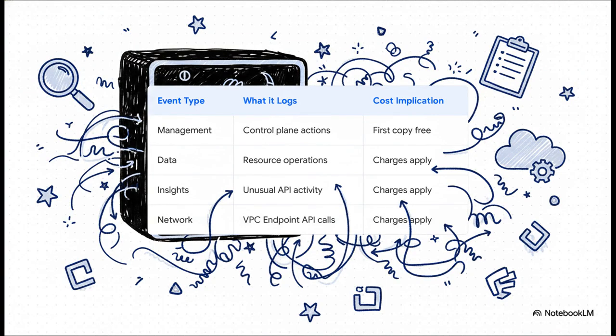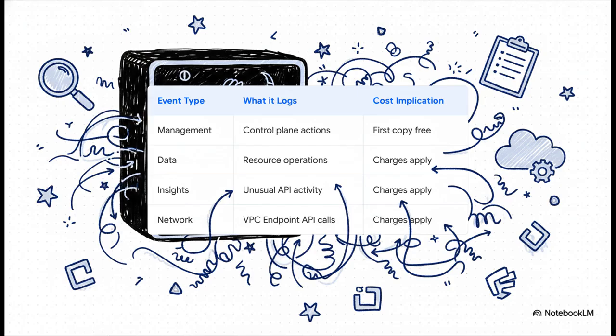There are really 4 types of events to think about. Management events are your foundation. These are the actions that modify resources, like launching a server. The first copy of these is totally free. Then you have data events, which log operations on your resources, like someone uploading a file to S3. These can be super high volume, and they do have costs.